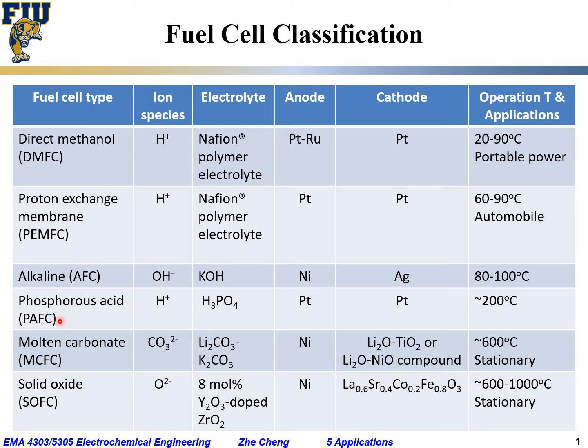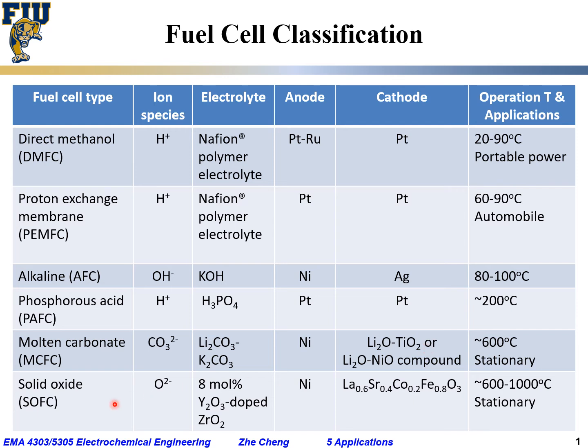This one has the advantage that you can avoid the use of precious metals such as platinum, but on the other hand, because the electrolyte is potassium hydroxide, it is susceptible to poisoning or degradation by the carbon dioxide in the air. A fourth type of fuel cell is called phosphoric acid fuel cell, PAFC. P for phosphoric, A for acid, PAFC. In this case, the ionic conducting species is still proton, and the electrolyte quite often people use would be liquid phosphoric acid, saturated phosphoric acid. The anode and the cathode are quite often still platinum.